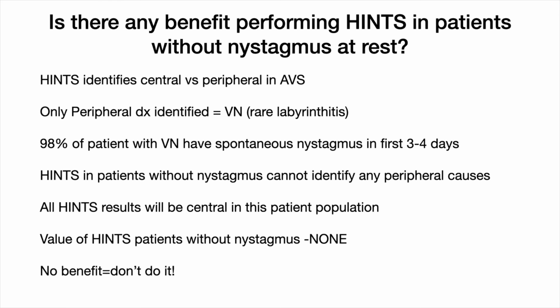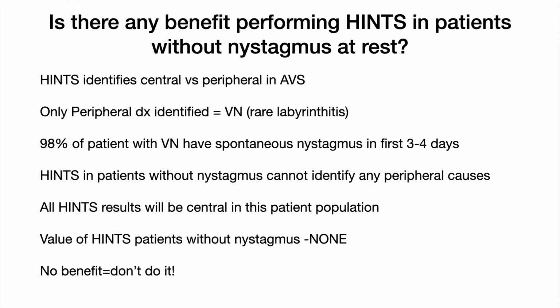The whole point of HINTS is to find out whether your patient with constant dizziness has a central cause for their dizziness or a peripheral cause. And we've seen that the only peripheral disorders identified in all the HINTS studies is vestibular neuritis and a rare case of labyrinthitis. We've also seen that patients with vestibular neuritis almost always have nystagmus at rest for the first 3 or 4 days. That means if you were to decide to perform the HINTS exam in a patient population without nystagmus at rest, you've already removed virtually all the patients that can be identified as having a peripheral HINTS result. So HINTS can't identify any peripheral causes in this patient population.